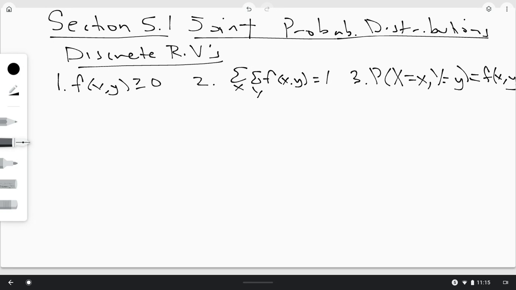There was another sub property that if we have some region A and we want to know if our point xy is in A, what's the probability that the point xy is in A? We're going to sum over all of the function values f where x and y are in A. And we'll look at an example of that in just a little bit.